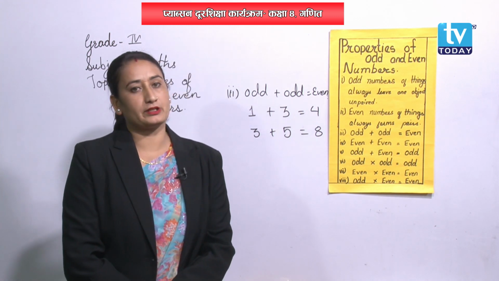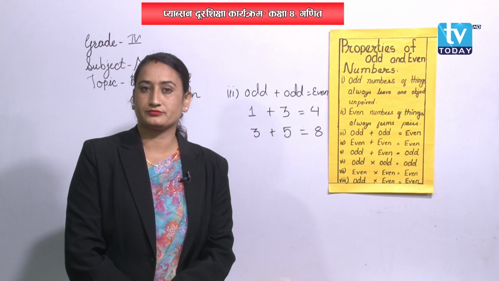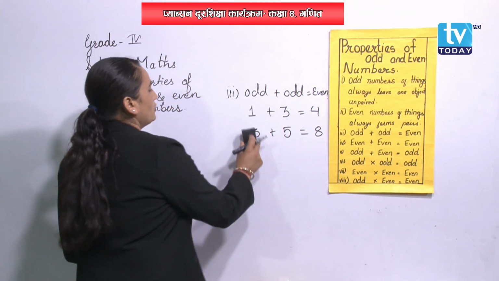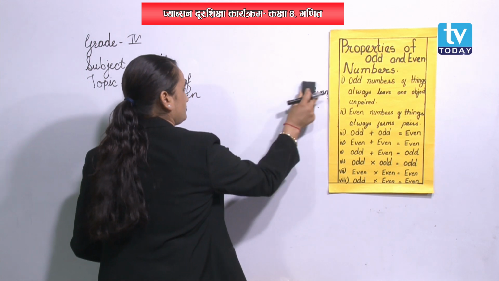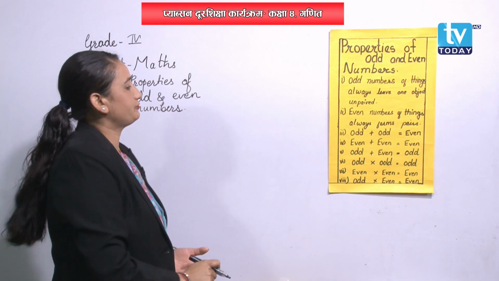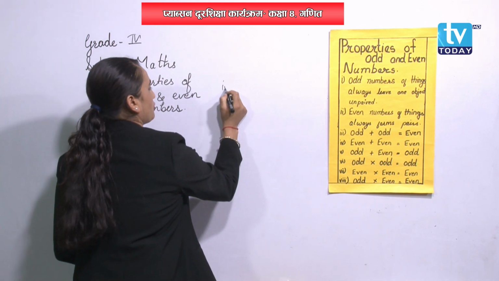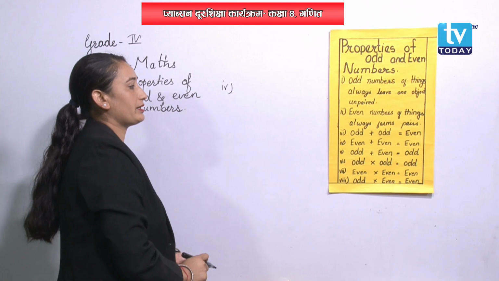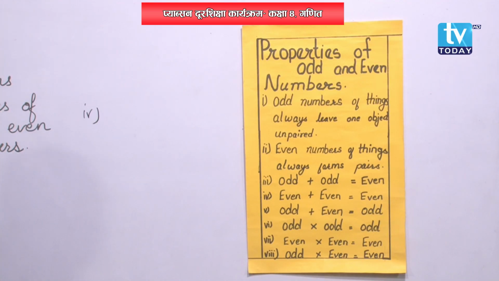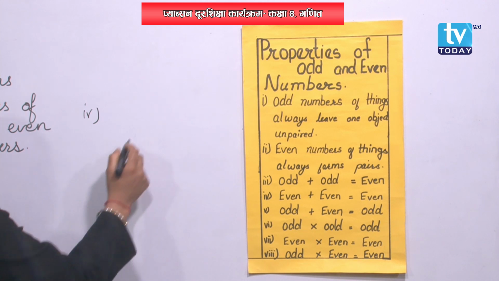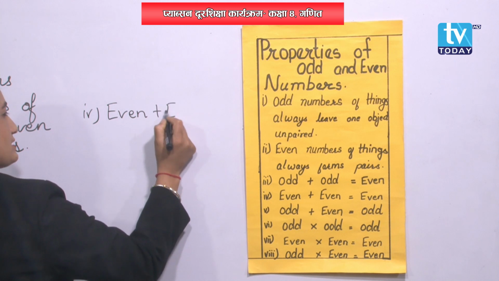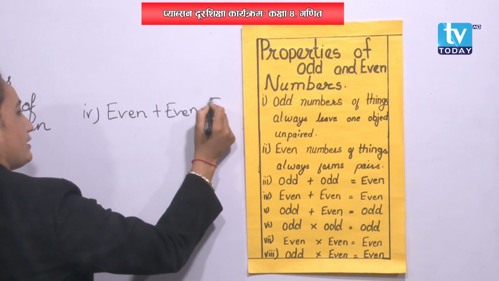Now shall we go for property number 4? Okay, students, let's have a look at property number 4. What is property number 4 over there? Can you say? Okay, let's write it. Even and even always make an even number. Even plus even always makes an even.